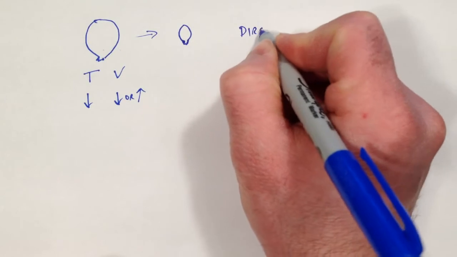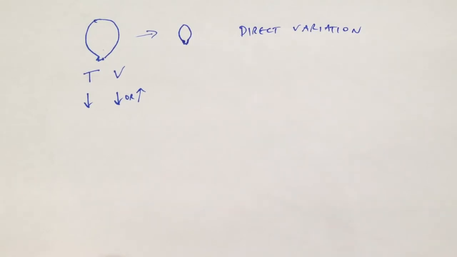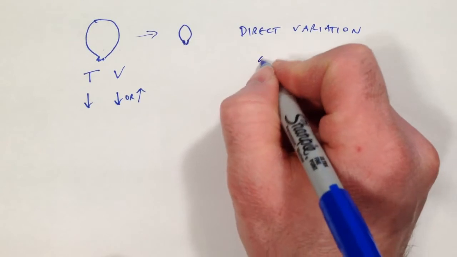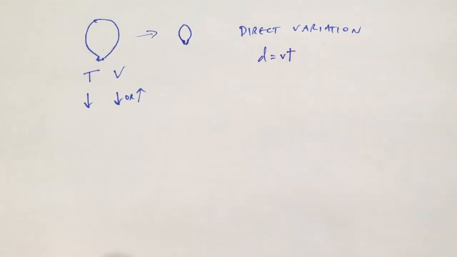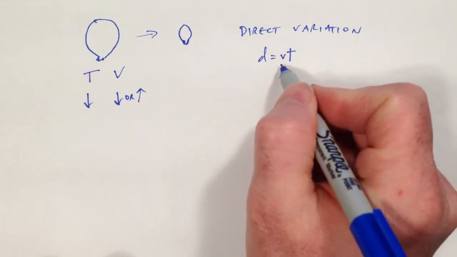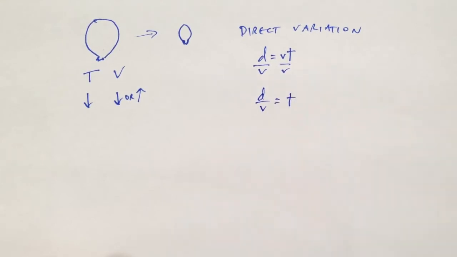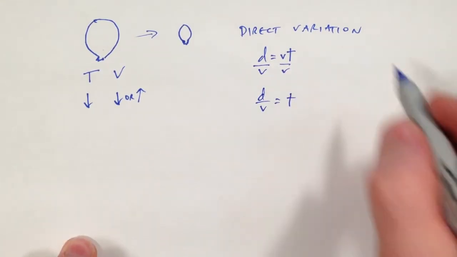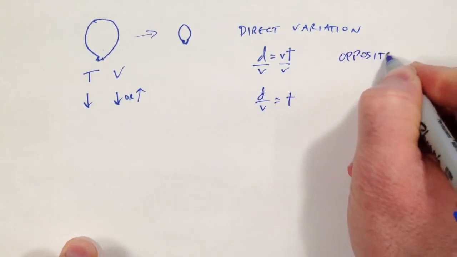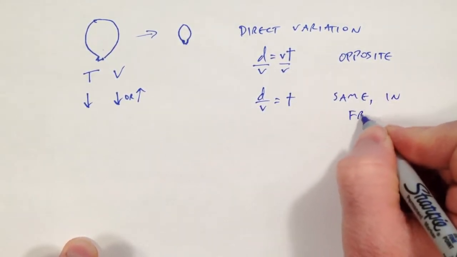Okay, so if that's the case, we have a direct variation between volume and temperature. Now, if you'll remember our example, D equals VT. For direct variation, the two things that had direct variation were on opposite sides of the equation. However, if you were to solve for T in this situation, you'd end up with this. And so we have two different ways of expressing direct variation mathematically. They could be on opposite sides of the equation, or they could be on the same side of the equation, but in a fraction.